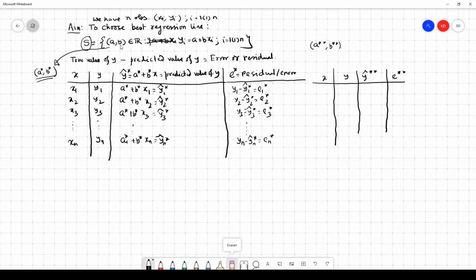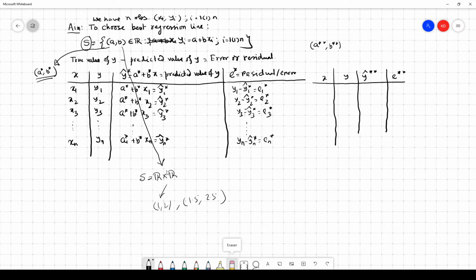Yes, sir. How are you getting this A star, B star? Actually, at that moment, we have a free choice. Any element in this set is a choice of A star, B star. Actually, S is equal to the Cartesian product R cross R. So you can choose 1, 2, 1.5, 2.5, any number which belongs to the real numbers.